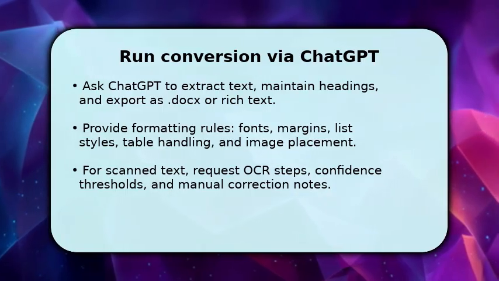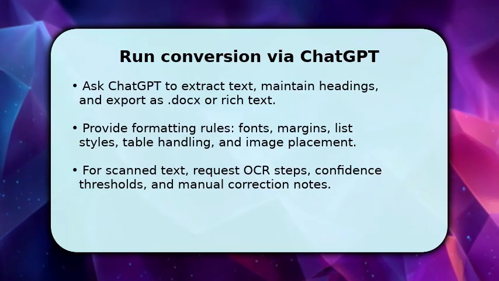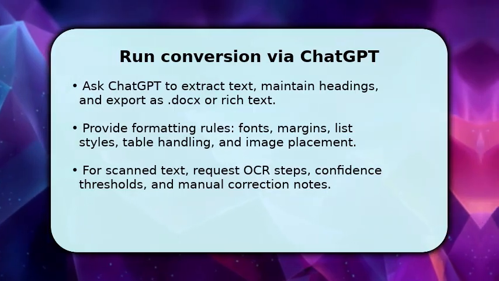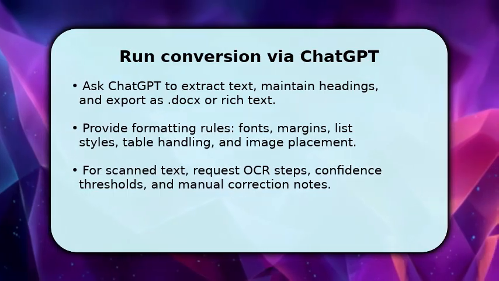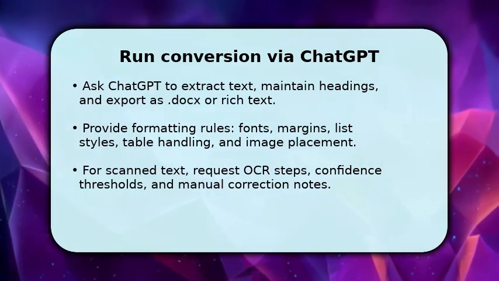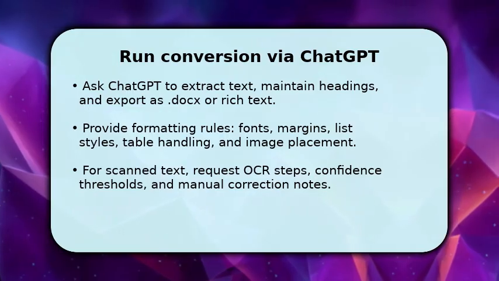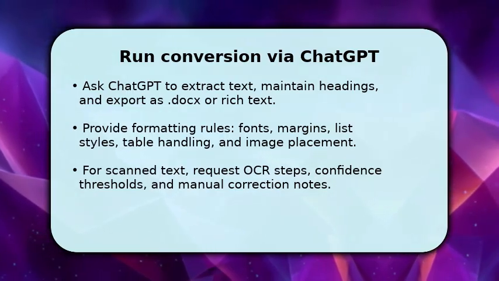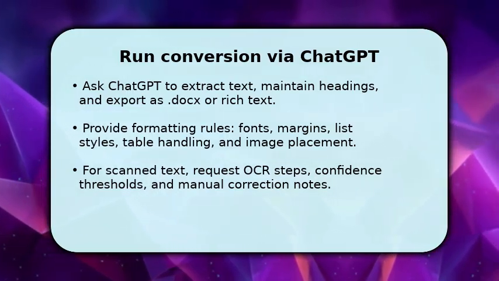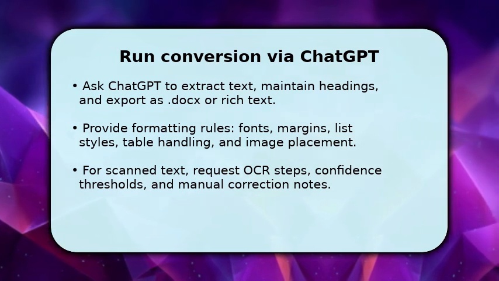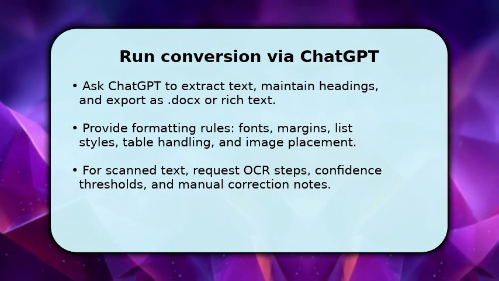Supply specific formatting rules such as fonts, margins, and list styles so the output matches your template. If you have a scanned PDF, request OCR with a confidence threshold and ask the model to flag low confidence lines. Make sure to ask for a downloadable .docx or rich text output, or for a step-by-step script you can run locally to generate the Word file exactly as specified.